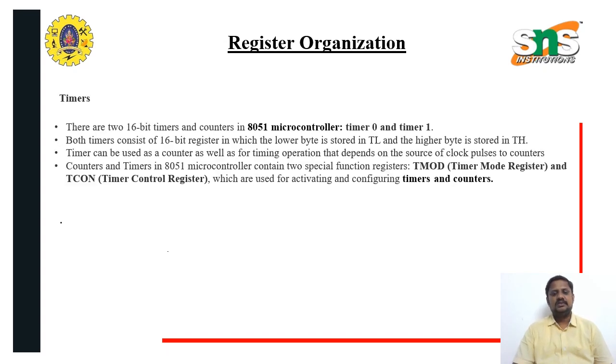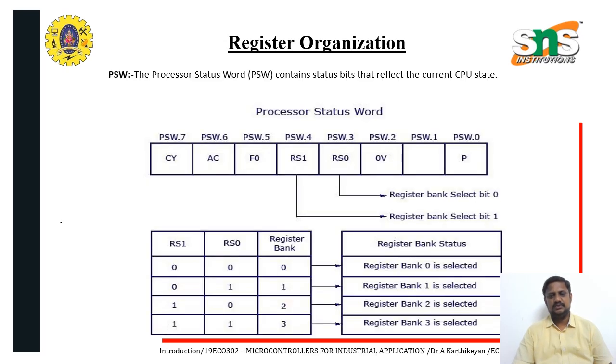Also the timers. The 8051 microcontroller has timer 0 and timer 1, which are 16-bit timers. Both timers consist of a 16-bit register with a lower byte, TL, and a higher byte, TH, that is low and high. Timing operations depend on the clock source and processor controls. The 8051 microcontroller contains two special function registers, the timer mode register and TCON, the timer control register, which we can use for timers and counters.